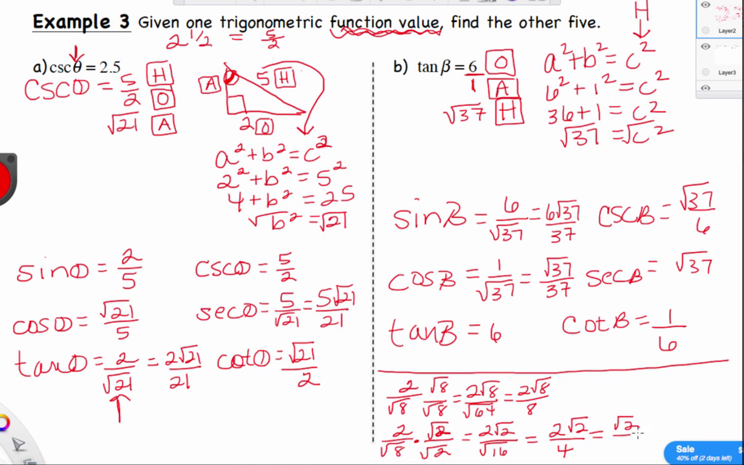root 2 over 2. Sorry, this thing is distracting me over here. That sale, I don't know why that's on there. I think it's the program wants me to buy it because I'm using a trial.